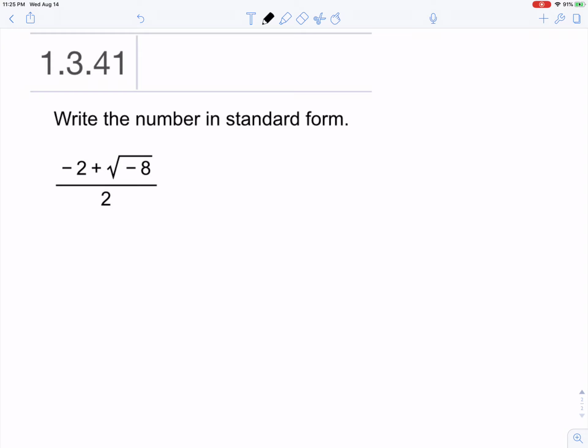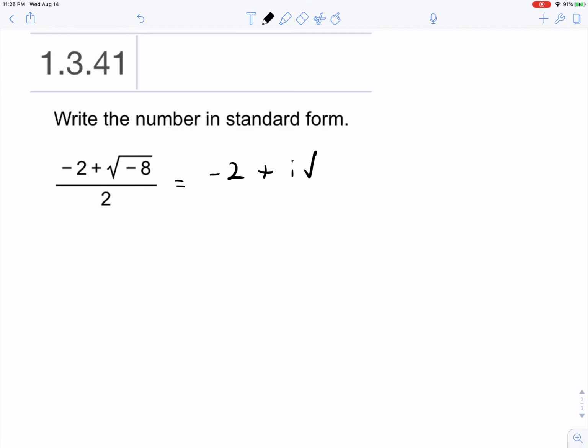The first thing that I notice is that we have the negative inside the radical, like the example we just did a minute ago. So let's address that negative. We can rewrite this as the following. Negative 2 plus, now the square root of a negative is going to be an i there, and then we have to address that square root of 8.